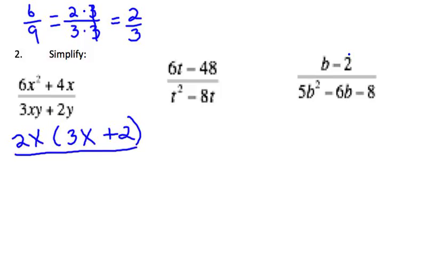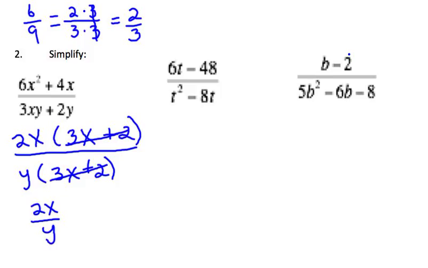So now I'm going to look at my denominator. I have 3xy plus 2y. My GCF, or what's alike there, is the y. So I factor that out, and I'm left with 3x plus 2. Now I'm looking at the numerator and denominator and looking for like factors, just like I did up here where 3 over 3 divided out and gave you 1. 3x plus 2 divided by 3x plus 2 is also 1, and I'm left with 2x over y. And that's my final reduced answer on that first problem.